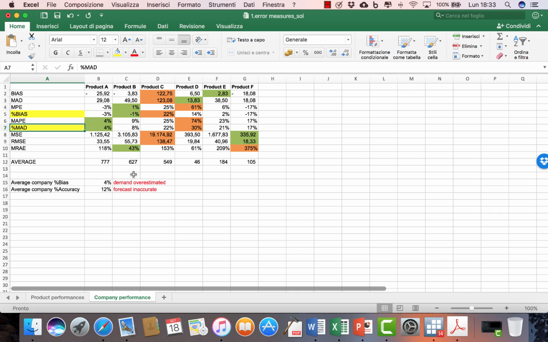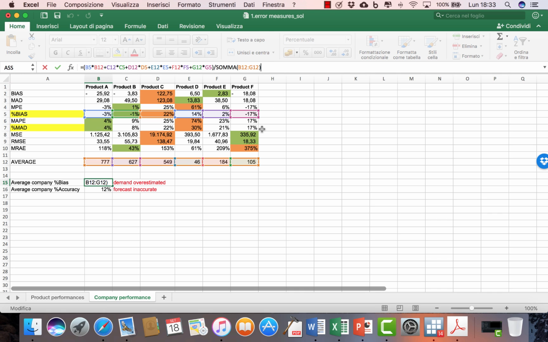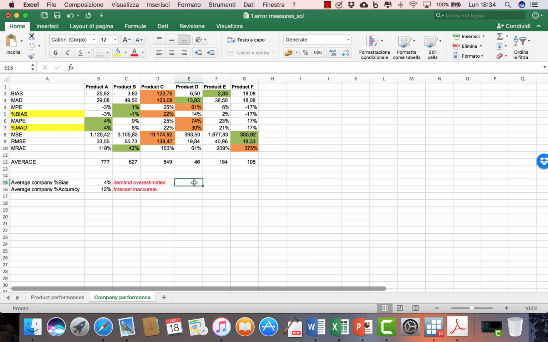So it means simply, as you see from the formula, that for each product I have to multiply the value of the percentage bias by the value of the average demand, and then I take the ratio with the sum of this. Let's do it again, in order to be sure.